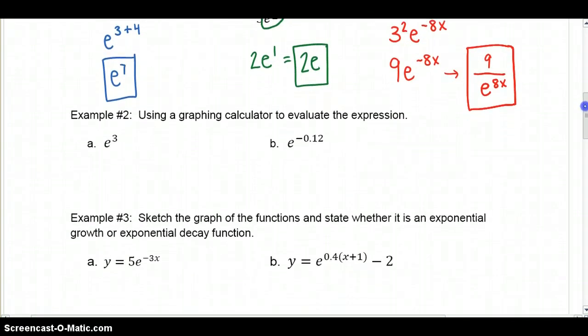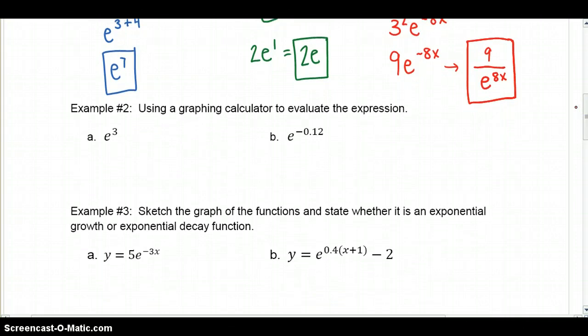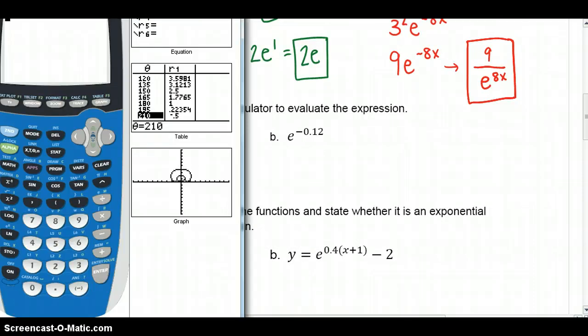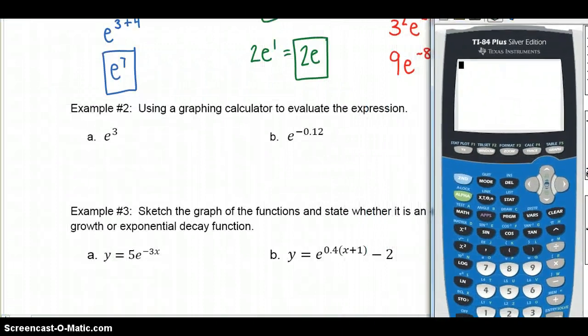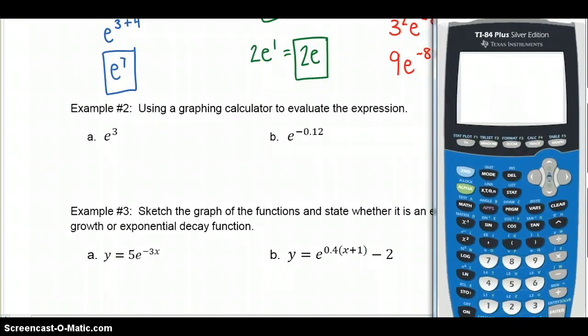Alright, let's move on to example 2. Example 2, we're going to need a graphing calculator, so if you don't have yours out, go ahead and pause the video, take it out, it'll only take a minute. Alright, I've got mine right here, but I'm going to move it so that you can see it a little better. There we go. Okay, now this example says using a graphing calculator to evaluate the expression. So here we're definitely going to use our graphing calculator. We're going to get an approximate answer.